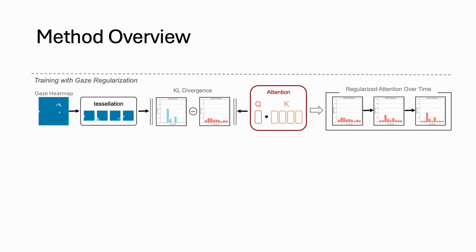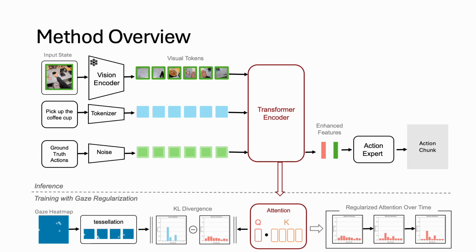Once gaze is obtained, we then map gaze from pixels into the same patch grid used by the vision encoder. This gives us a probability distribution over visual tokens, which can then be used to align internal model attention with this newfound gaze distribution. A key practical advantage is that the gaze is only used during training. Once trained, the policy runs with exactly the same inputs as the baseline.